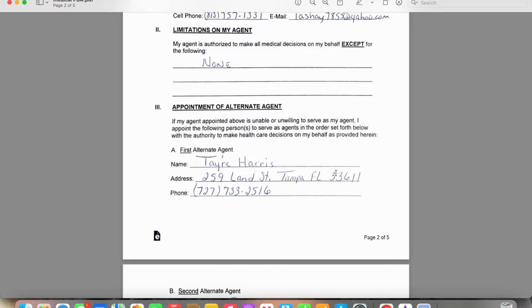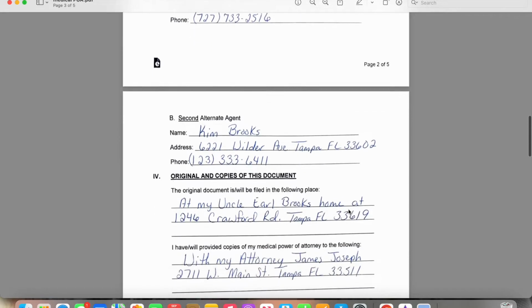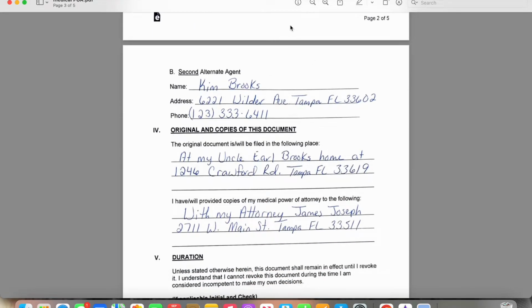So here, this will be your first alternate right here. This person's name, address, and phone number would go here. You would have a second agent just in case that person is not available. You'll have that person's contact information here.